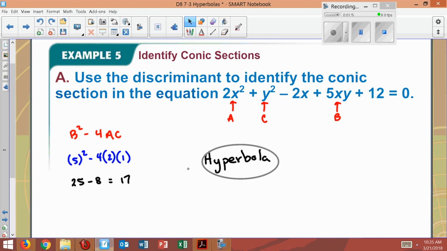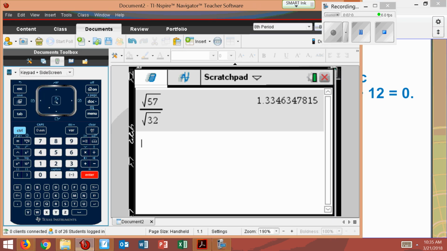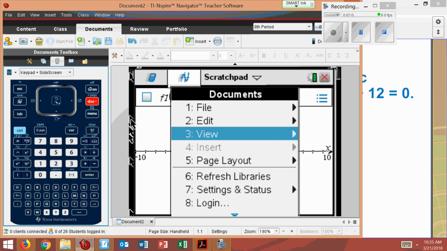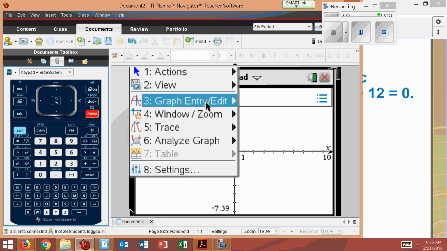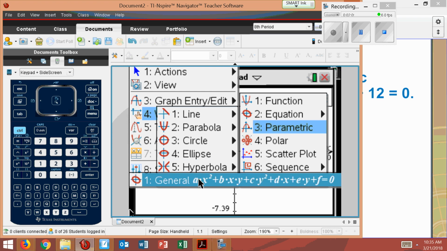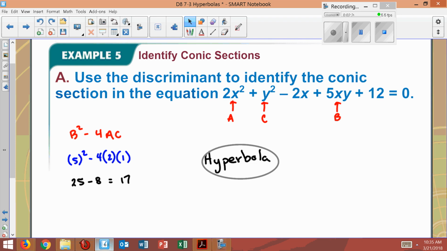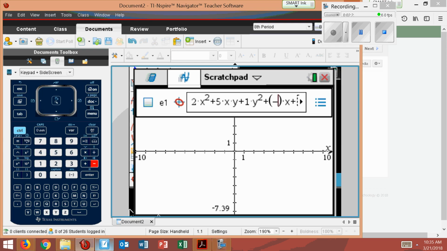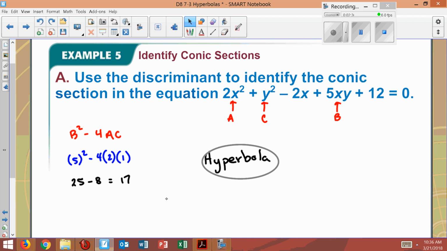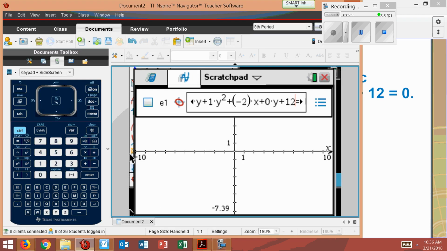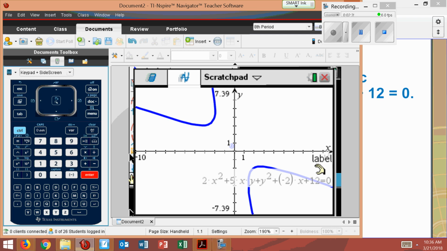Now you could also graph these. So if you go to your calculator, press menu, graph entry, you type an equation, you go to conic down here, and you could type it in. If you remember, it was 2x squared, and then there was 5xy, it was 1 in front of the y squared, and I've forgotten the other values. Let's look at those. A negative 2x, there was 0 y's, and a 12. Let me make sure there's no y by itself. That's correct. So when I hit enter, I better get a hyperbola, or I made a mistake. Yep, it is a hyperbola.